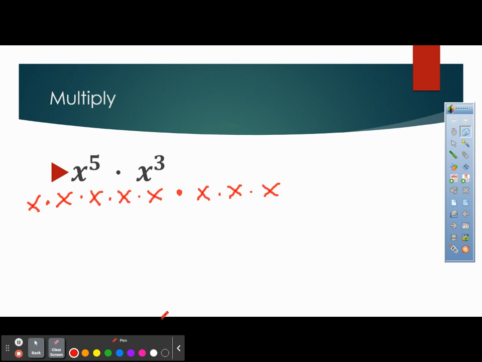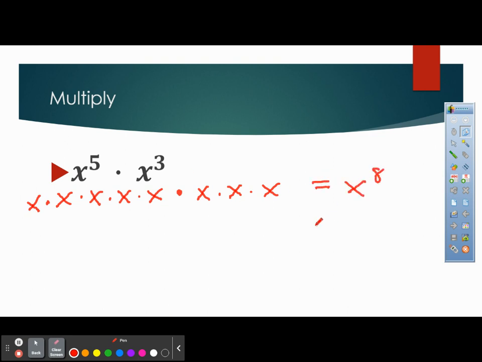Ethan? How would you write it? If I don't want to write as much, I don't want to write x times x times x times x times x times x times x times x. What could I write instead? Not quite. Let's do Amber? X to the power of 8. X to the power of 8. That just made me mad.